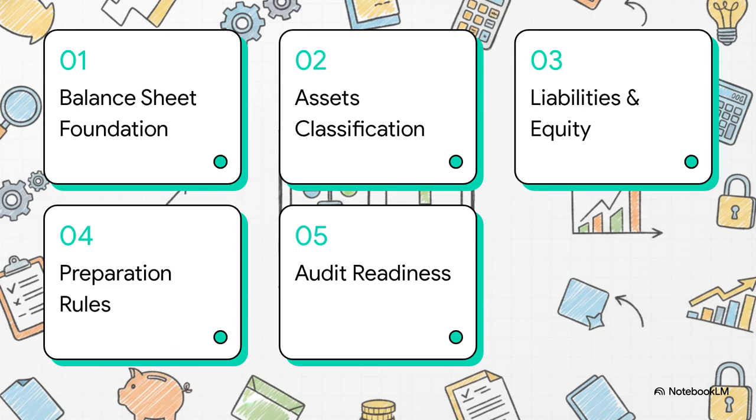Here is our roadmap for today's masterclass. We'll start with number 1, the balance sheet foundation. Number 2, assets, current and non-current. Number 3, liabilities and owner equity. Number 4, preparation rules and pitfalls. And finally, number 5, audit readiness and controls. We're covering everything from the foundational rules all the way to surviving that final review.